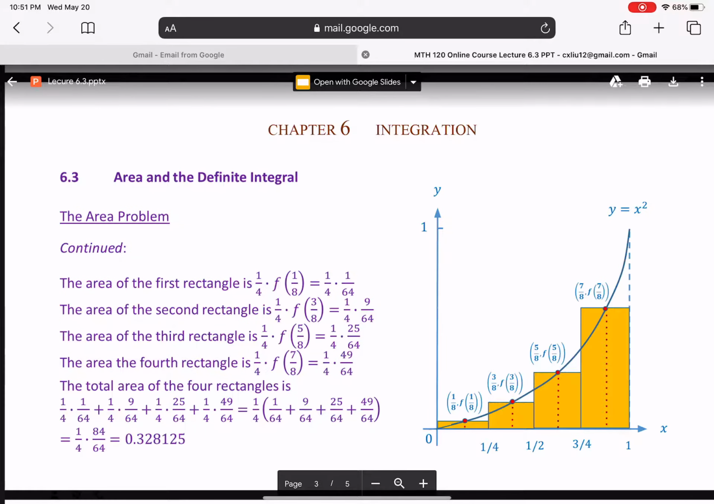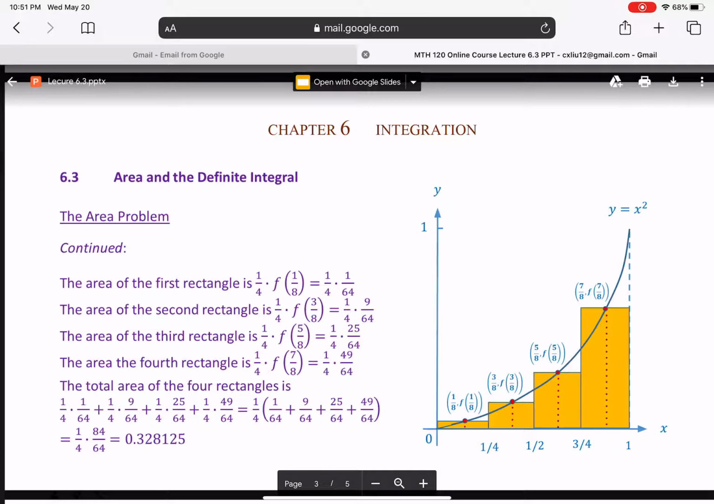So the area of the first rectangle is 1/4 times f of 1/8, so that's base times height. We get 1/4 times 1 over 64. The area of the second rectangle is 1/4 times f of 3/8. We get 1/4 times 9 over 64. The area of the third rectangle is 1/4 times f of 5/8, which is 1/4 times 25 over 64. The area of the fourth rectangle is 1/4 times f of 7/8, which is 1/4 times 49 over 64.